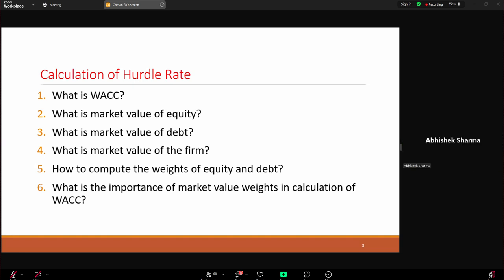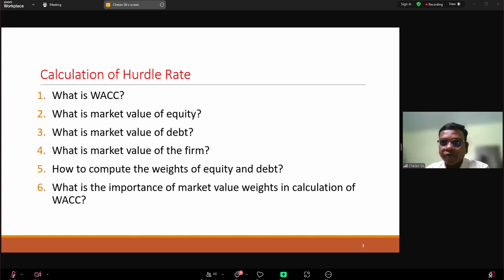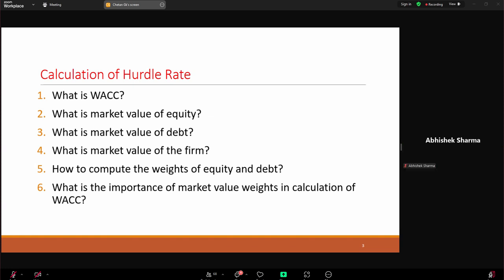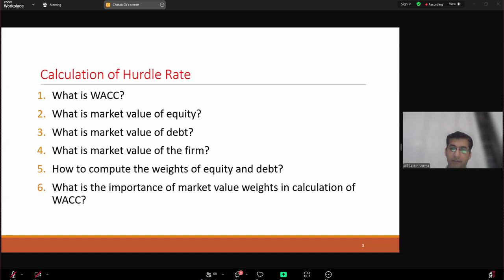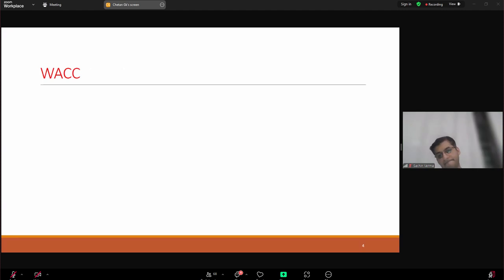It reflects today's value rather than the book value. It is more relevant, and we should consider only market value weights, not book value weights. It gives the current dated value. So it is going to give us the WACC today instead of the WACC at some other time in the past.